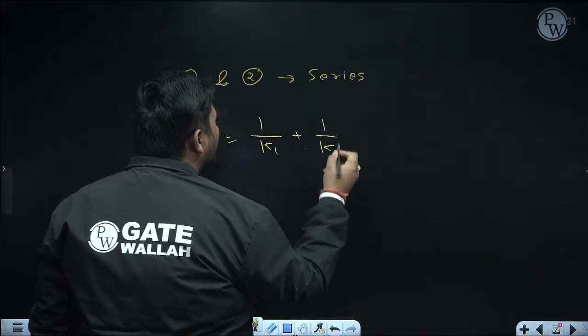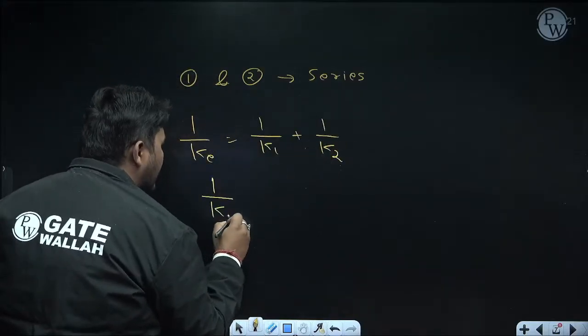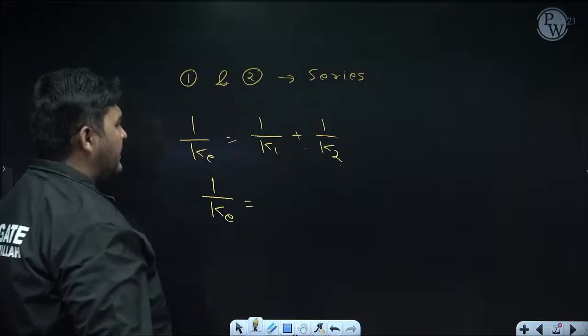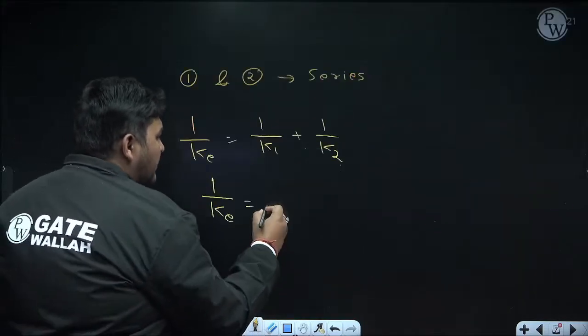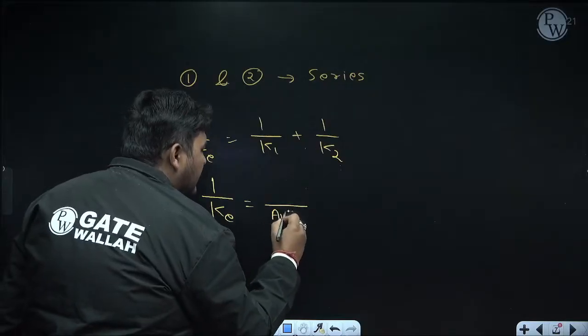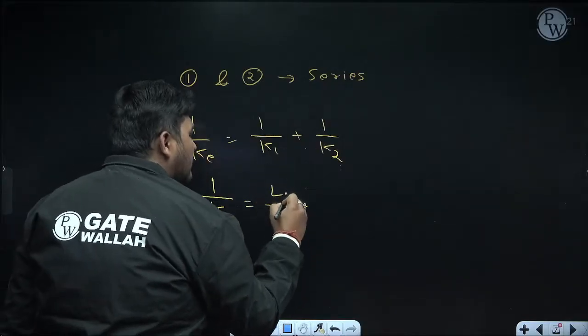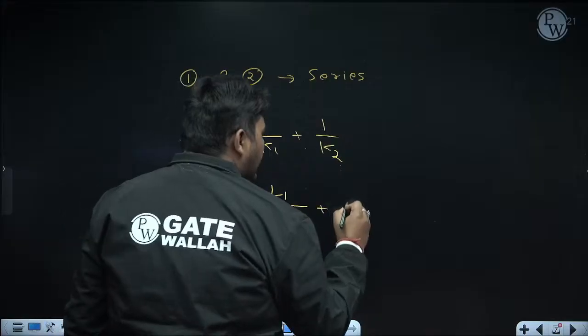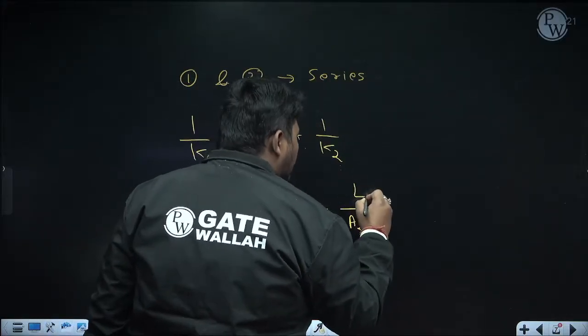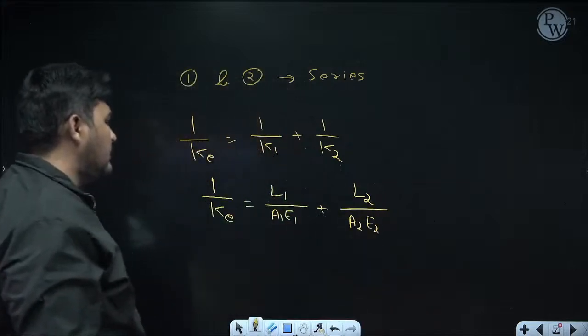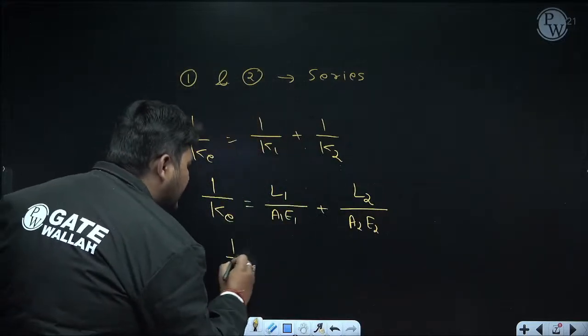Now in a numerical you can do the calculation. I am just explaining how to calculate K equivalent. After that, you have to only do the calculation. 1 upon K1, and K1 is A1 E1 upon L1, so L1 will go above, plus 1 upon K2, and K2 is A2 E2 upon L2, so L2 will go above. After that it is all calculation.